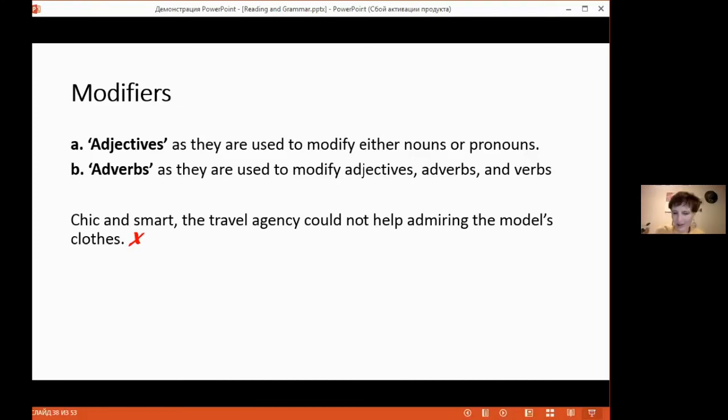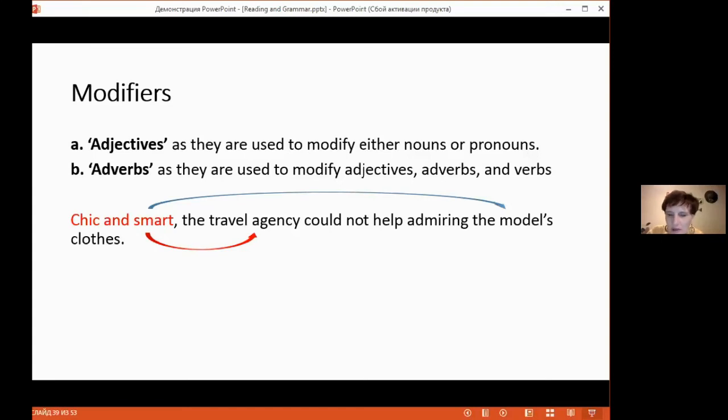Victoria. So yes, indeed, chic and smart is the problematic modifier, and it actually refers to the model's clothes, but it stands close to the travel agency. And by its position in the sentence, the reader of the sentence is confused. How can we change the sentence? Indeed, Svetlana, it refers. Let's change the sentence.